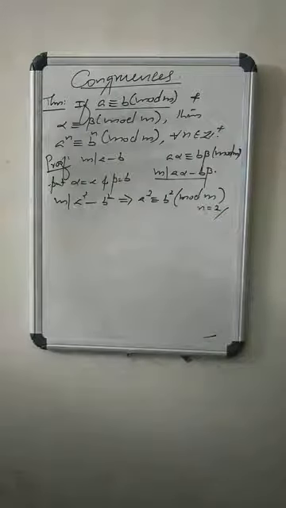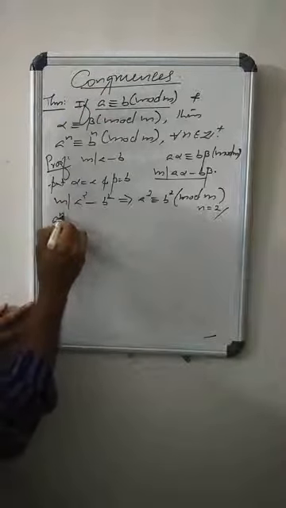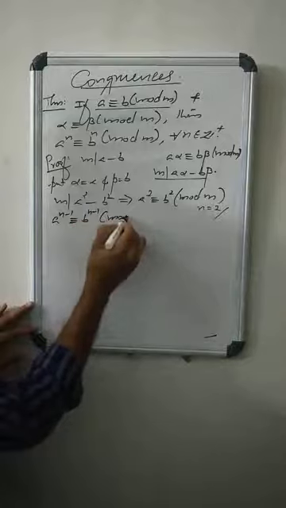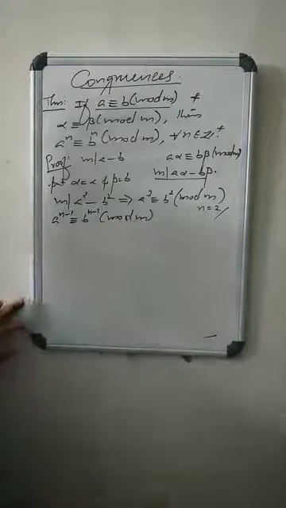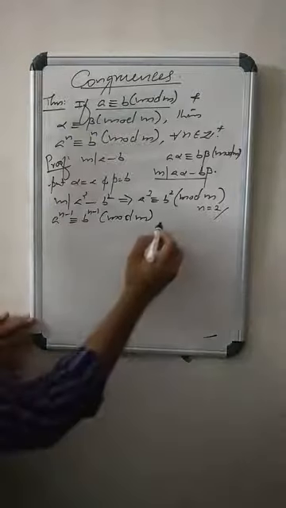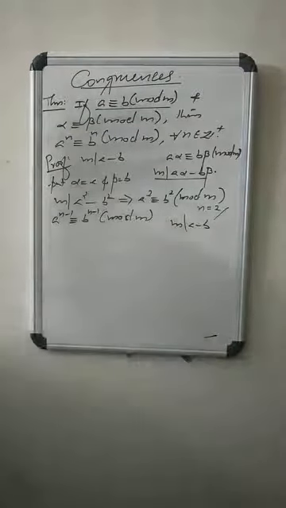Agreed. Now you see the result is true for n minus 1. What do you get? a power n minus 1 is congruent to b power n minus 1 mod m. Also we have m divides a minus b.